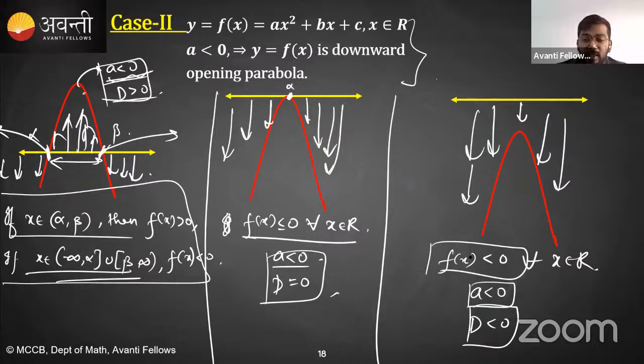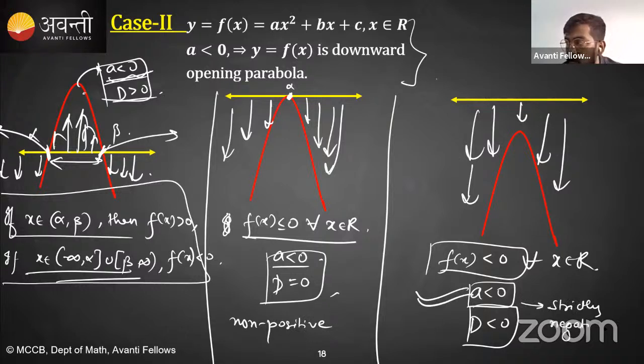So whenever the graph is always negative, this is the condition to follow, and whenever the graph is non-positive, okay, this is strictly negative, correct? So remember these two conditions.